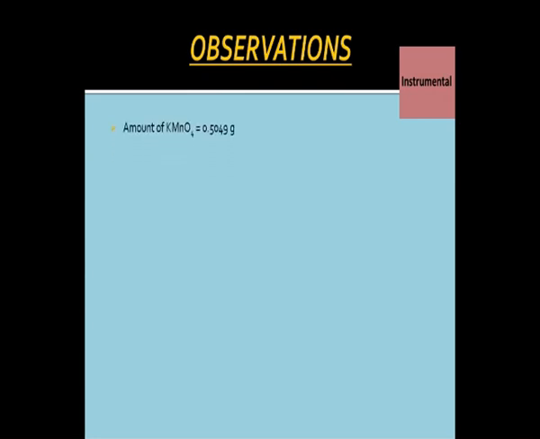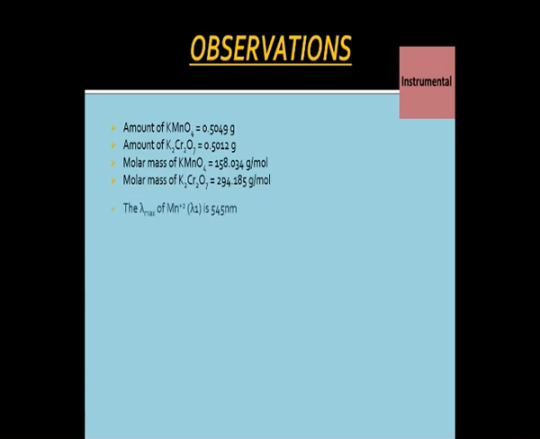Now let's move on to observations. The observations for this experiment are: the amount of potassium permanganate is equal to 0.5049 grams. The amount of potassium dichromate is equal to 0.5012 grams. The molar mass of potassium permanganate is equal to 158.034 gram per mole. The molar mass of potassium dichromate is equal to 294.185 gram per mole. The lambda max of manganese 2 plus is 545 nanometer. The lambda max of chromium is 440 nanometer.